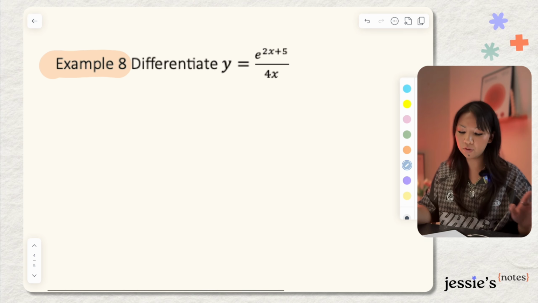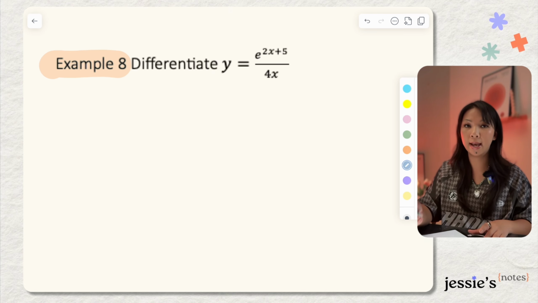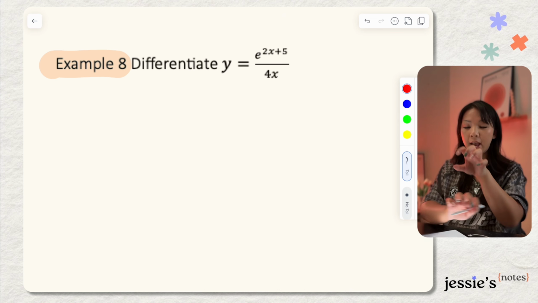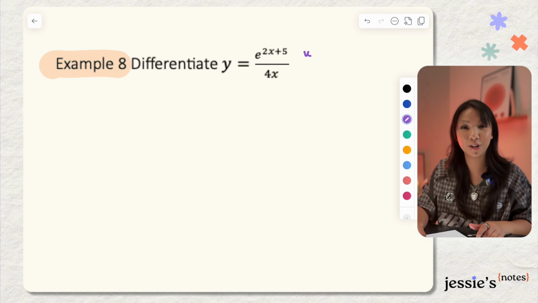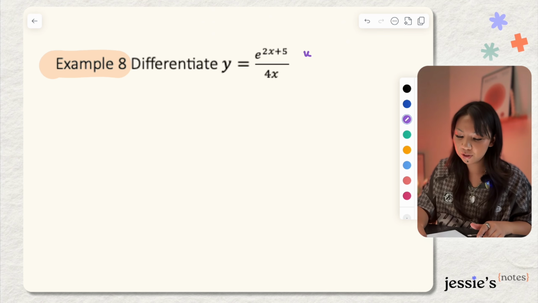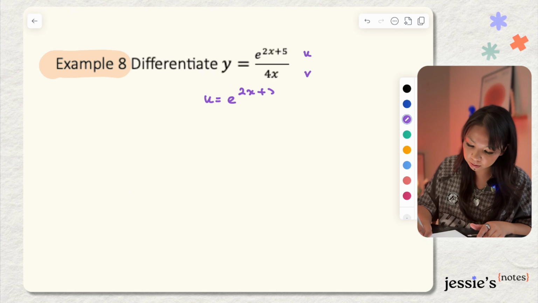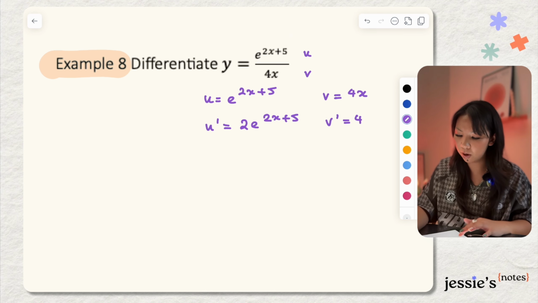Next, example 8, differentiate y is equal to e to the power of 2x plus 5 over 4x. Okay, so now you're going to notice we have two functions dividing, so it is going to be product rule. So, sorry, not product rule, quotient rule. So u at the top, v on the bottom. So u is going to be equal to e to the 2x plus 5. U dash is going to be the derivative of that, which is 2e to the 2x plus 5. V is going to be 4x and v dash is just going to be 4.